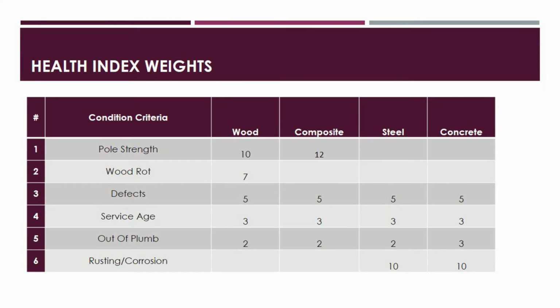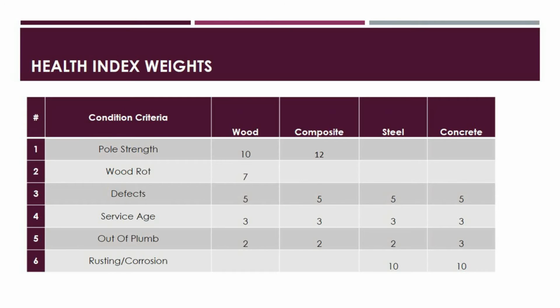So now, here are the weights for each of those categories. With the category of pole strength, you would assign 10 for wood, but you won't assign anything for composite, steel, or concrete poles. Now for wood rot, of course, you will assign a weight for wood, so we assign 7 to it, but we don't assign anything for composite, steel, or concrete poles. Now for the category of defect, we assign 5 for wood, 5 for composite, 5 for steel, and 5 for concrete.